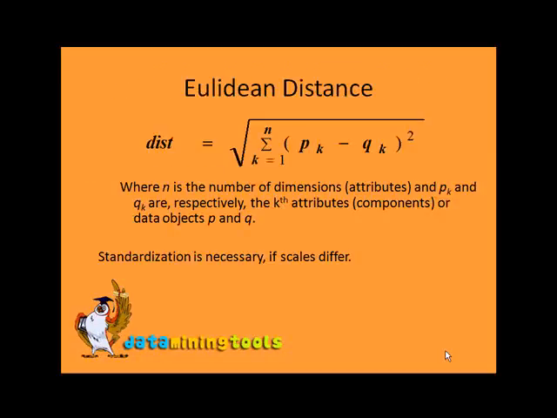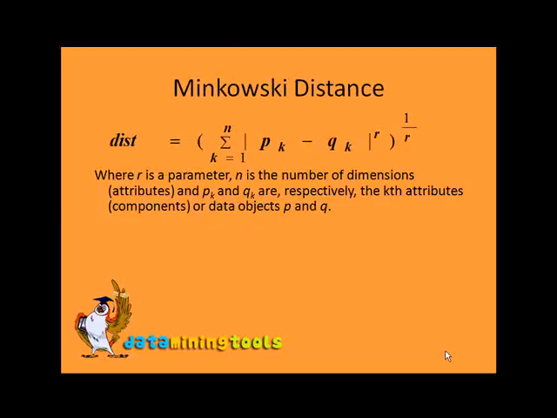Let's understand Euclidean distance. Euclidean distance is given by this formula, where n is the number of dimensions and pk and qk are respectively the kth attributes or components of data objects p and q. Standardization becomes necessary if scales differ. Let's understand Minkowski's distance. Minkowski's distance is given by this formula, where r is a parameter, n is the number of dimensions, and pk and qk are respectively the kth attributes of data objects p and q.